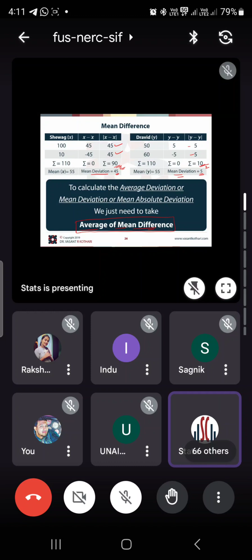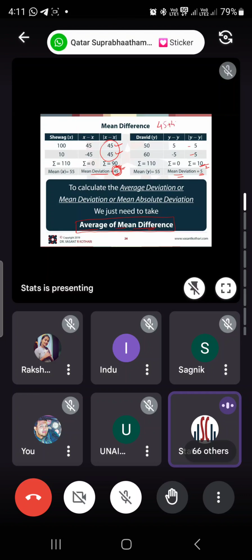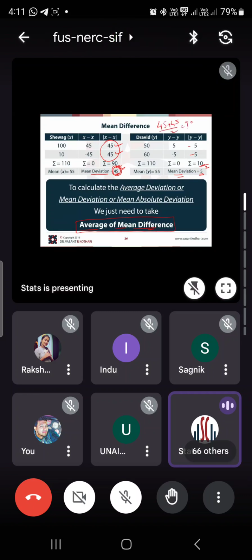Because you have the two numbers, the 100 and 10. The mean difference is 45 and minus 45. So you have the two numbers, but remember we are doing the summarization. In summarization, we need only one number. So the moment we have the two numbers, we'll convert that into one number. So 45 plus 45 divided by 2, that is 90 divided by 2, and this is 45. So that becomes your mean deviation, the average of mean difference.